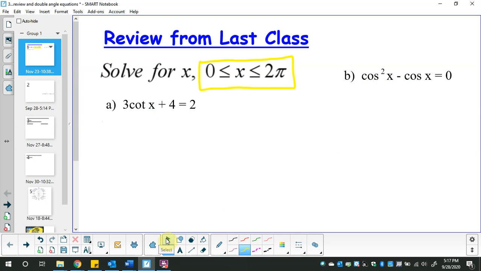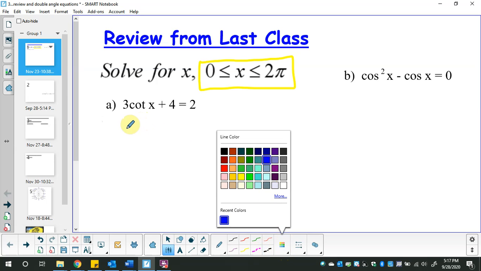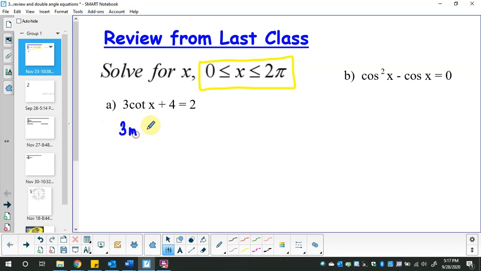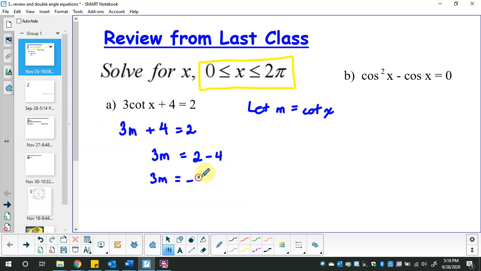So you do still have an option of turning cotangent x into an m. If you do that, you can't just do it arbitrarily. You have to actually communicate your intentions. And then you can treat this like a grade 9 question where the 4 will have to change operations. And we will also have to divide by 3 on both sides.